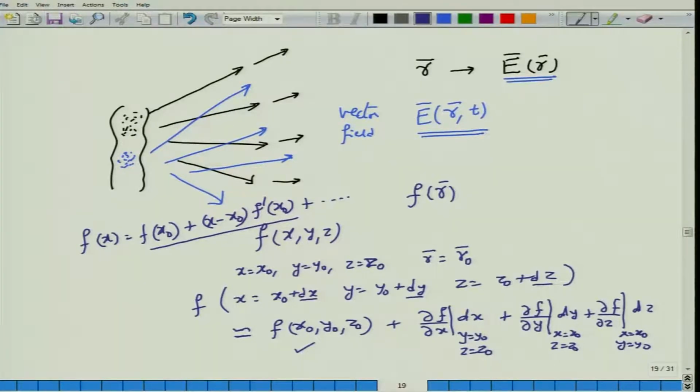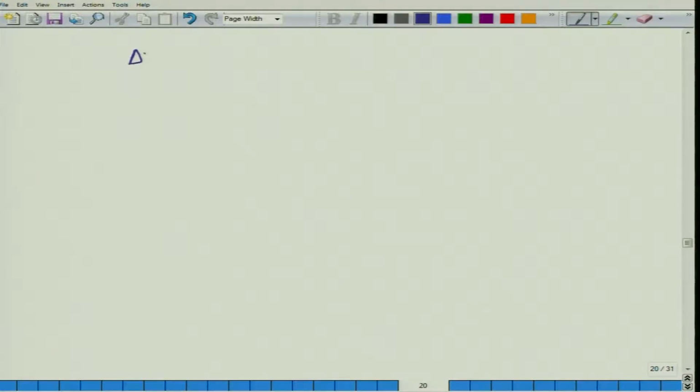You see that the change in the value of the function, which we can denote as delta f, given the value of f at x naught, y naught, z naught, is simply given by del f by del x into dx plus del f by del y into dy plus del f by del z into dz.